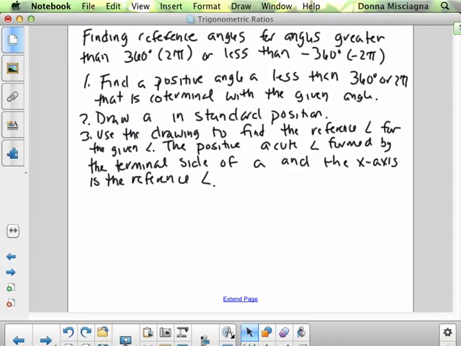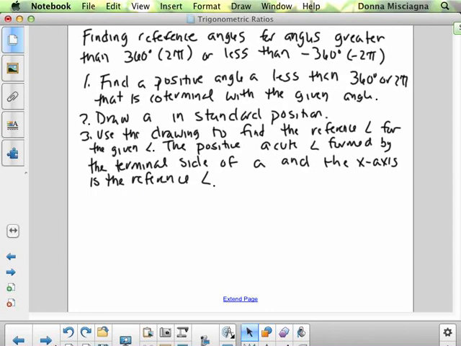All right, so finding reference angles for angles greater than 360, 2 pi, or less than negative 360, negative 2 pi. And we already saw one like that. We had a negative one. So you need to find a positive angle less than 360 or 2 pi that's coterminal with the angle. You'll draw your angle in standard position and use the drawing to find the reference angle for the given angle. And those drawings are really helpful because it puts you in the right quadrant.